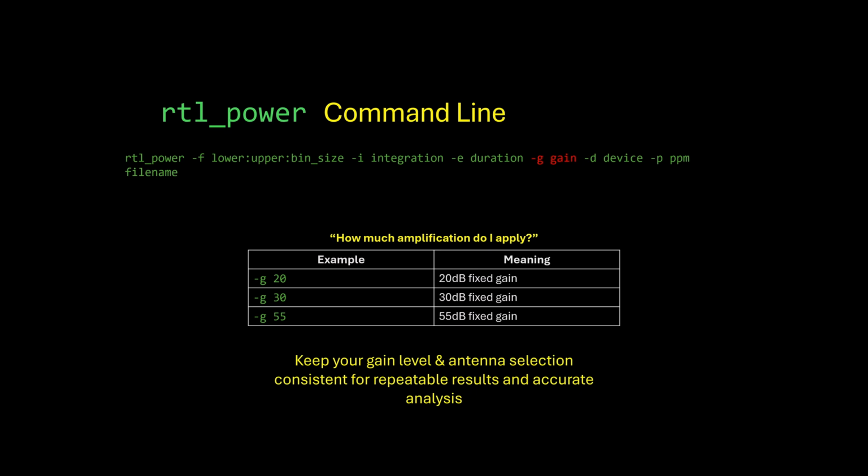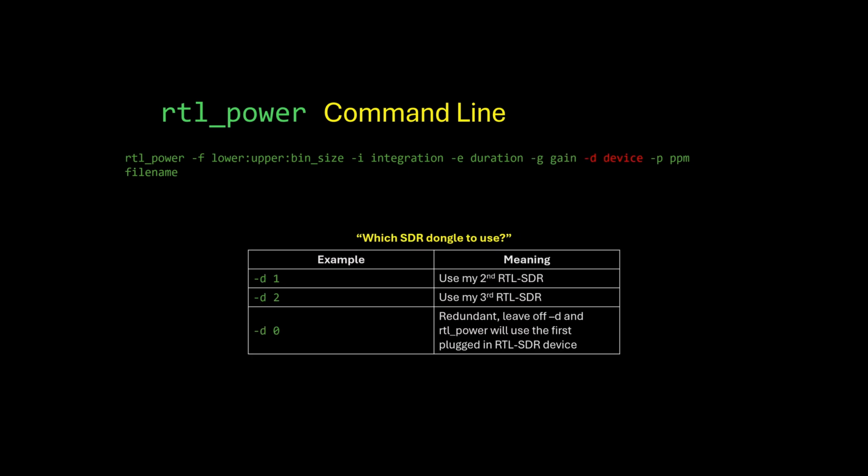This is fixed gain. And I typically keep mine on 30. That helps you be consistent and repeatable. And obviously, you're going to want to use the same antenna. Dash d is the device. So these are the actual device slots within your Raspberry Pi. So if you leave it out, it'll just use whatever index 0 is. So whatever the first device that it finds. So doing dash d space 0 is actually redundant.